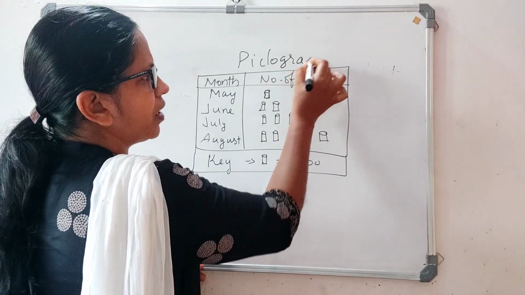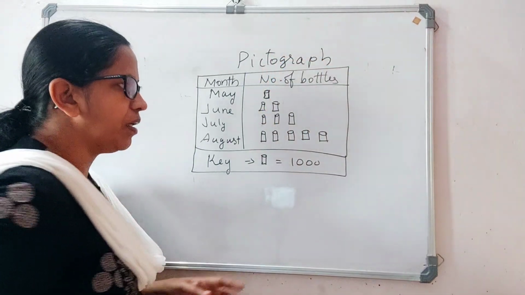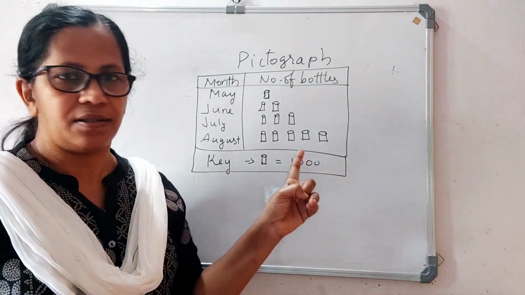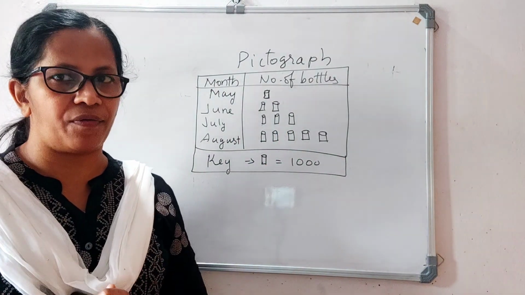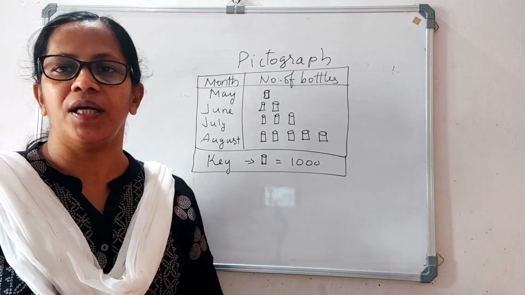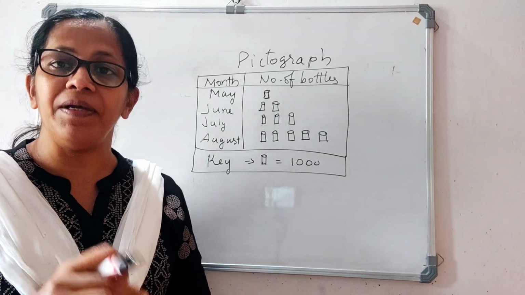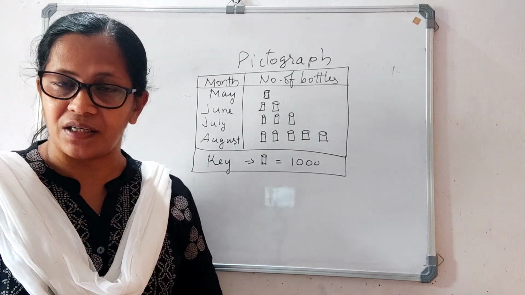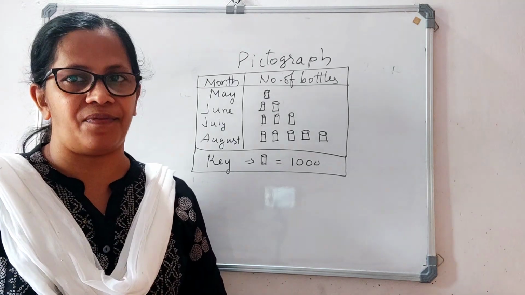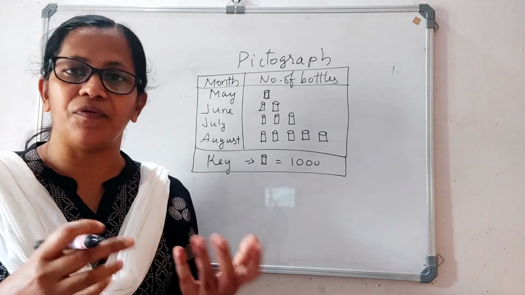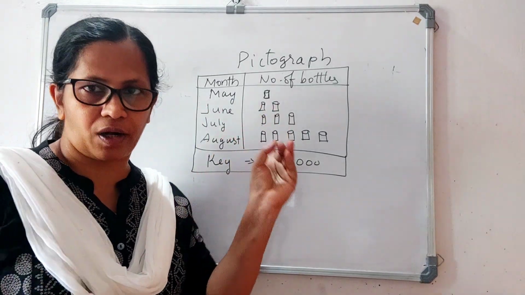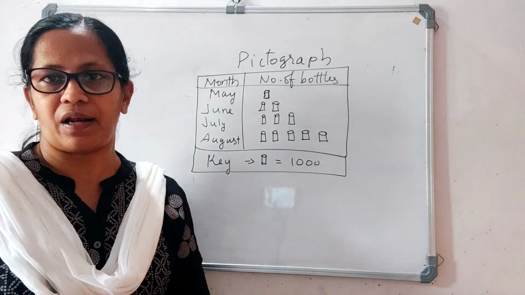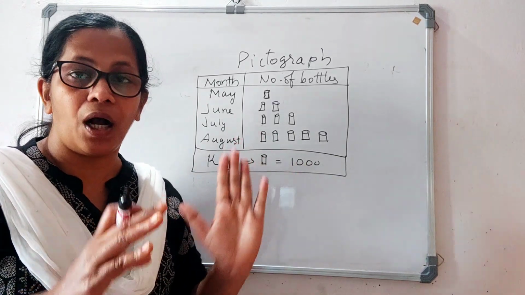Okay, it's a very simple thing. Instead of writing the number, we are using some pictures. That is called a pictograph. The same information can be represented using a bar graph. We can represent it in different ways, but we are studying only two methods. The first one is pictograph, and another one is bar graph. I hope it is clear for you how to represent.